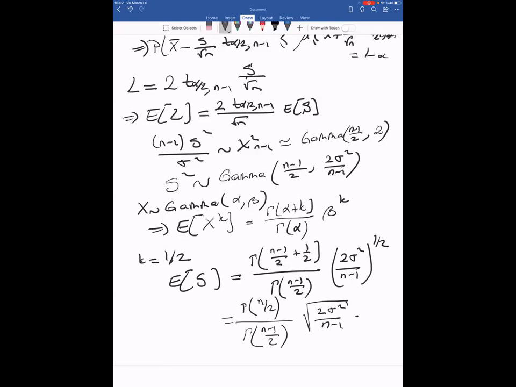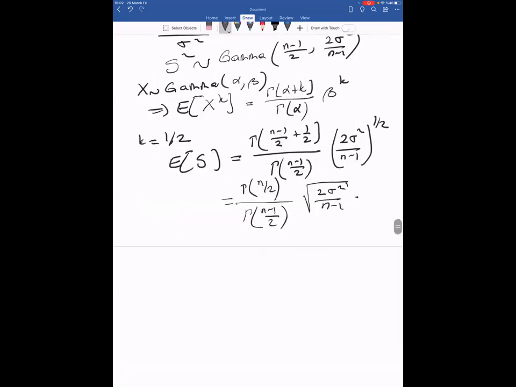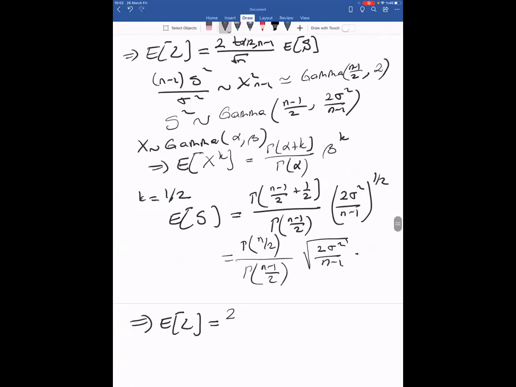So we can put that in and calculate the expectation. Then our expected L will be this quantity. We have 2 times t alpha over 2 and n minus 1 over square root of n, and these things: gamma of n over 2 over gamma of n minus 1 over 2, times the square root of 2 sigma squared over n minus 1. So this will be the expected length.